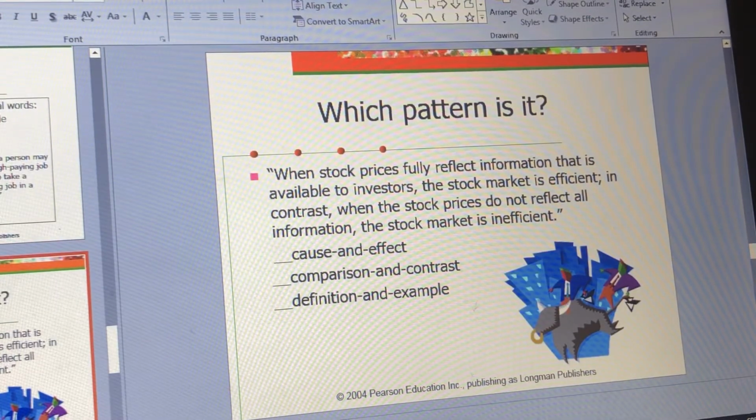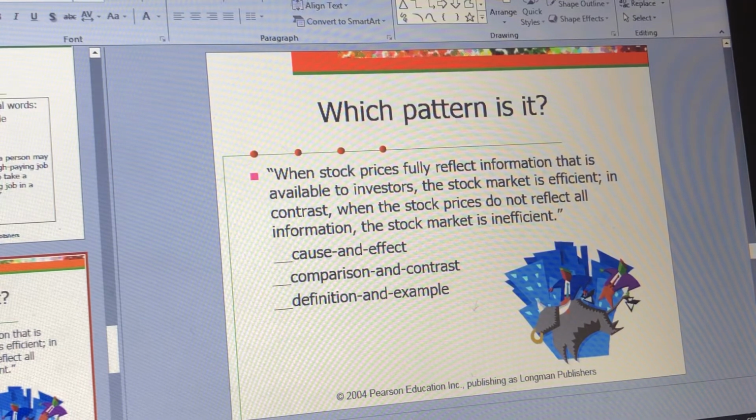Okay, so we've got cause and effect, we've got compare and contrast, we've got definition and an example. When stock prices fully reflect information that is available to investors, the stock market is efficient. In contrast, when the stock prices do not reflect all information, the stock market is inefficient. Okay, so take a look at that transition. I'll give you a second to think. Is this cause and effect? Compare and contrast. Definition and an example. Come on, be active, guys. Figure it out.